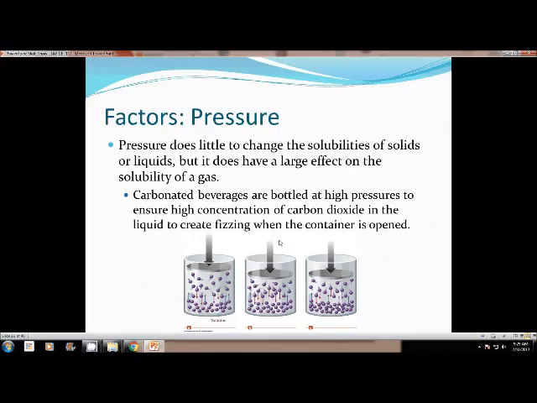Another factor that affects solubility is pressure. Pressure does little to change the solubilities of solids or liquids, but it has a large effect on the solubility of a gas. So carbonated beverages are bottled at high pressures to ensure a high concentration of CO2 in the liquid to create the fizzing when the container is opened.